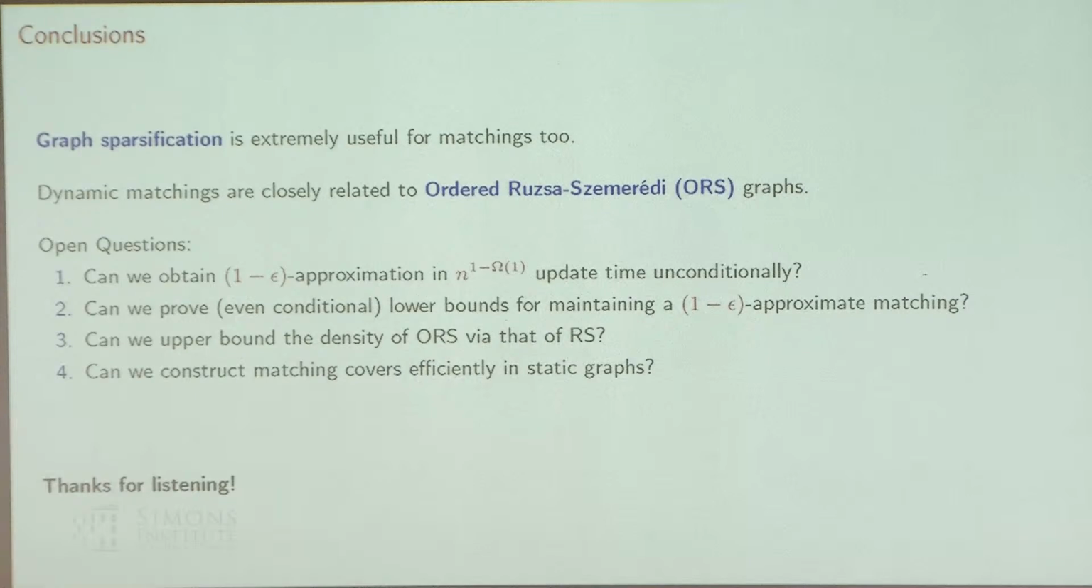And I'll just leave a few open problems here. Can we maintain a 1 minus epsilon approximation strictly in less than n time, in polynomial less than n time, unconditionally? Can we prove conditional lower bounds for this problem? Can we upper bound the density of ORS as a function of RS? This is a problem Alma will also mention. And again, another question is, can we construct matching covers efficiently in static graphs?